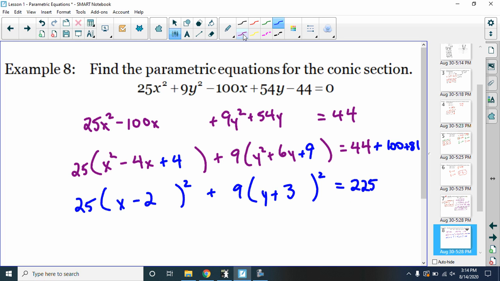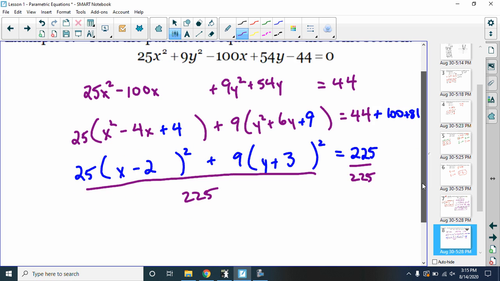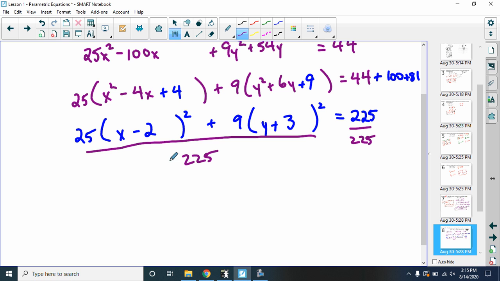And then divide both sides by 225. Divide by whatever this is over here. 25 divided by 225 reduces to 1/9. 9 divided by 225 reduces to 1/25.